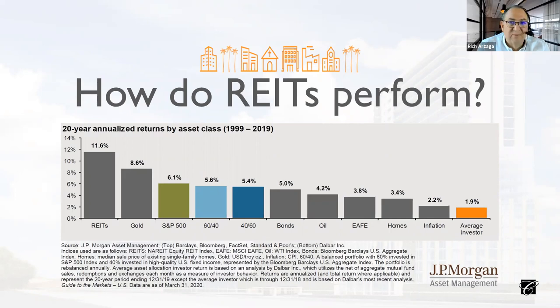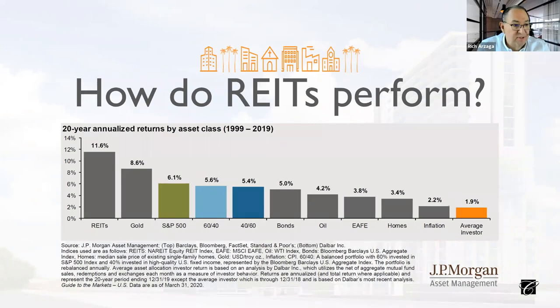REITs have done really well in terms of return rate. Gold has done good. The stock market has done okay too. Some people are surprised at 6.1. Some people thought it would be less. Some people more. Take a look at homes.